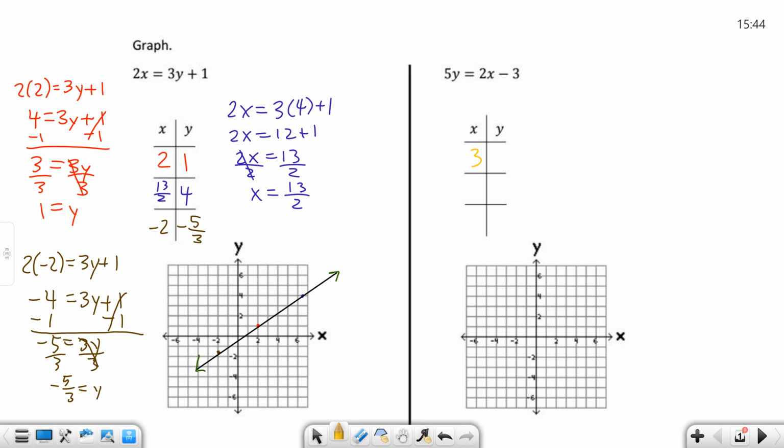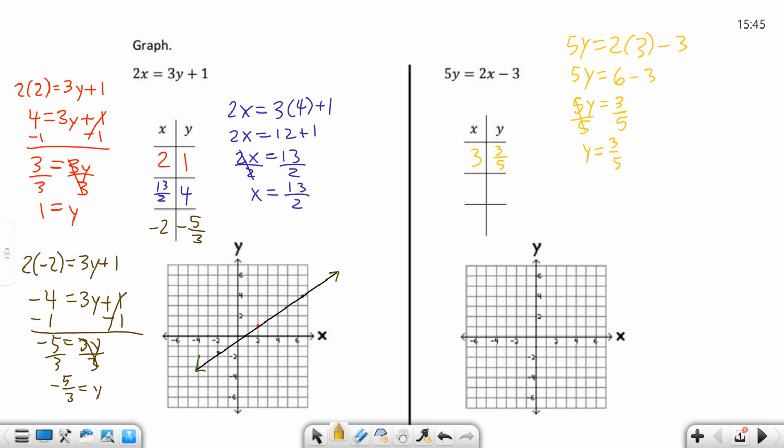Or 2. I heard 3 first, so I'll do 3. So 5y equals 2 times 3 minus 3, right? So 5y equals what? And divide by 5, and we get what? 3/5.